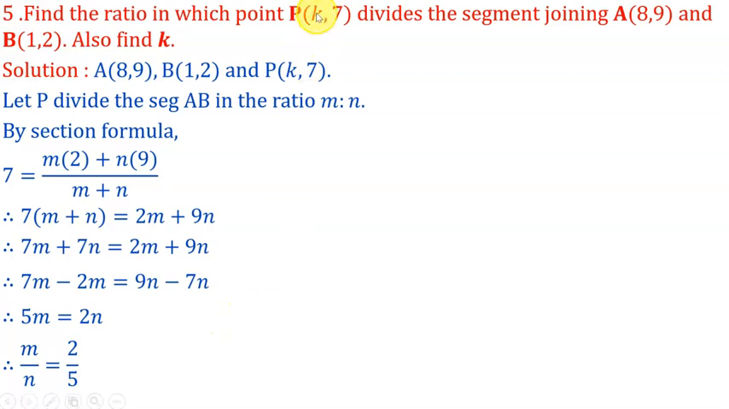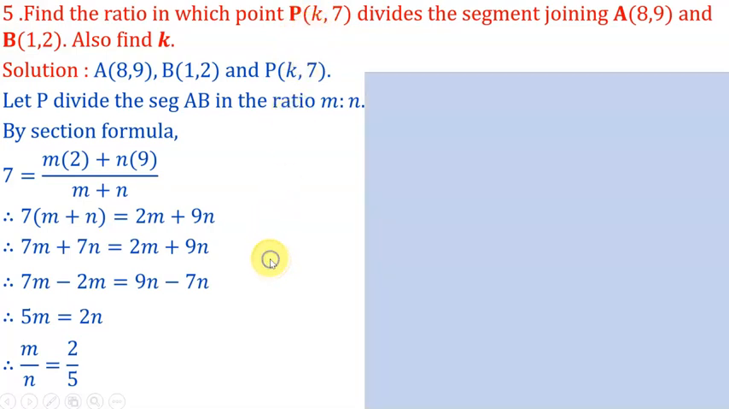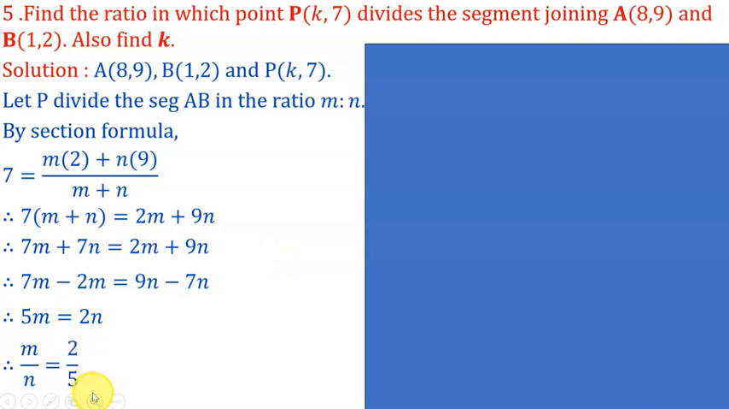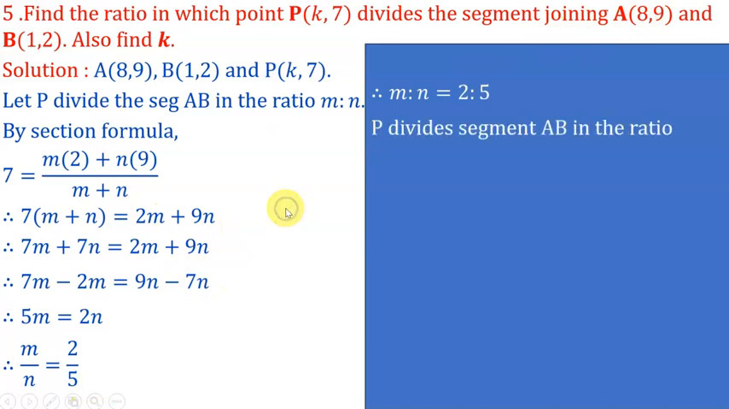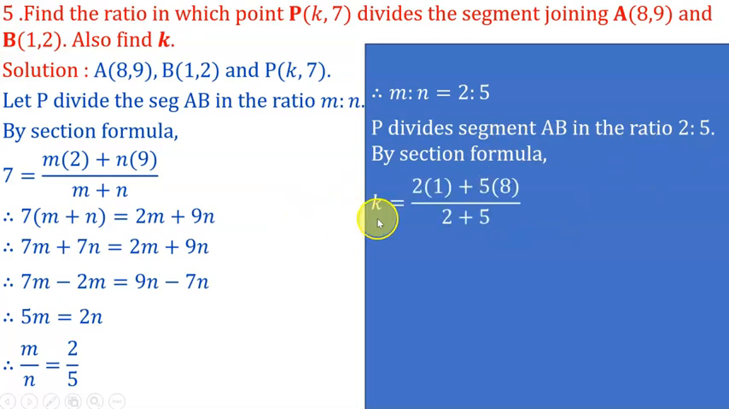Now we have to find the coordinate K, that is the x coordinate of the point P. Its value is K. Therefore, we know the ratio, that is 2:5, and we know A and B also. P divides the segment AB in the ratio 2:5. Again, by the section formula, x is equals to K here, that is (m x2 plus n x1) upon m plus n. Okay. Here x2 is 1 and x1 is 8. Okay. m and n are 2 and 5.